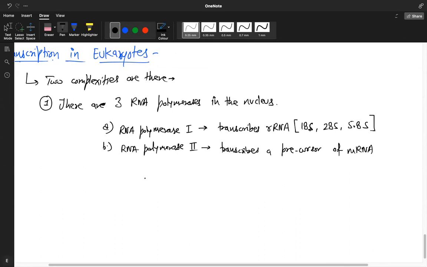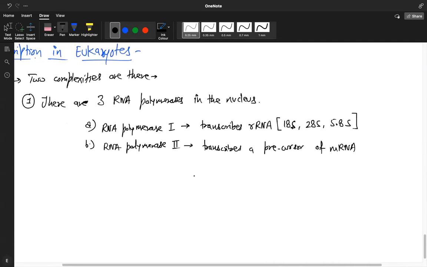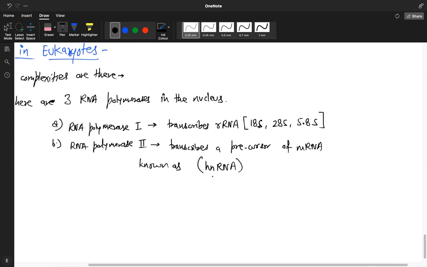Okay, where was I? Yes, RNA polymerase 2. So you want to know the precursor? Yes, it transcribes a precursor of mRNA known as hnRNA. Now, what is this hnRNA? You don't have to worry about so many RNAs to remember. HN is called heterogeneous nuclear RNA.